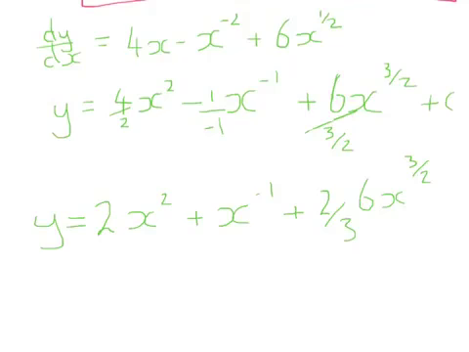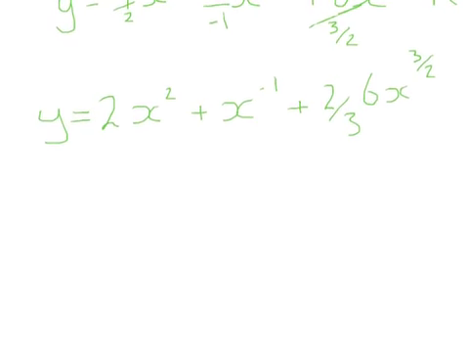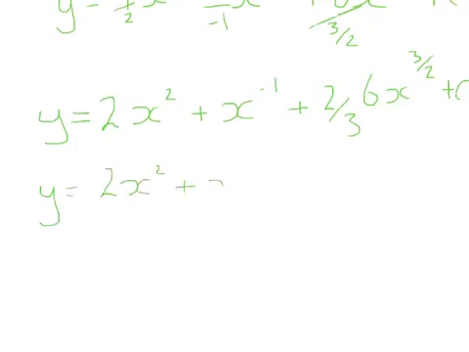So let's go down and write it out one more time. I of course didn't forget to write my plus c on the end. So what do we have? We've got y equals 2x squared plus x to the minus 1 plus, what did I say this was? It was 2 times 6, which is 12, divided by 3, which is 4.